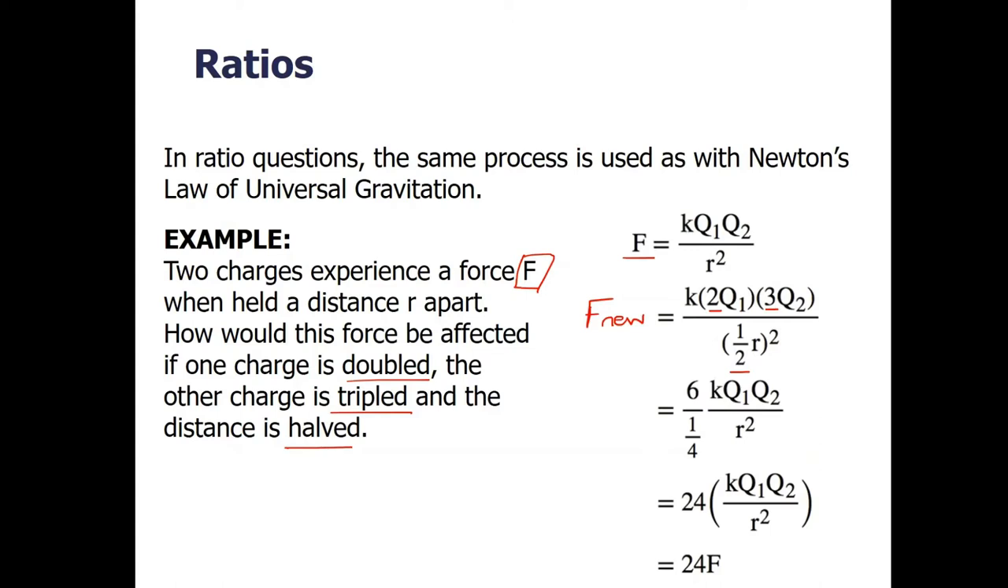Now we need to clean up our formula. We need to try and get our formula looking like the original. So we pull those values out again. 2 times 3 gives us 6. A half squared gives us a quarter. 6 divided by a quarter gives us 24. And this is our original formula, which represents the original force. Okay, so our new force is 24 times the original force. Practice writing it out like that. So the biggest thing is that you must be able to distinguish between the original force formula and the new force formula. Okay, if you do that, you should be fine.